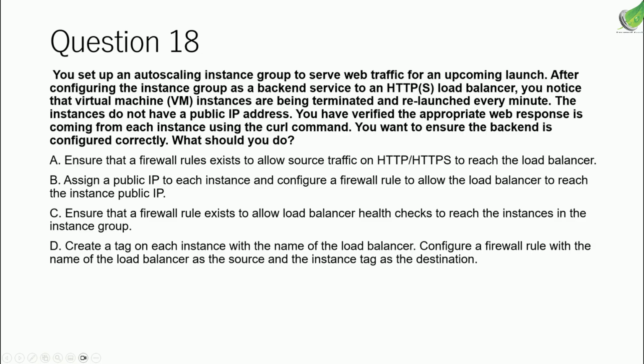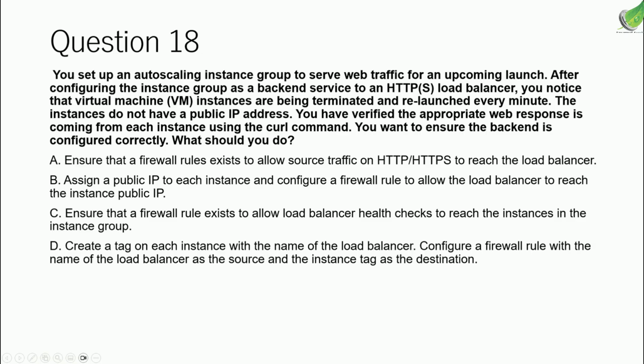So, the real question is, why are the health checks failing even though we know the web application on each instance is working? The most likely culprit is a firewall rule blocking the connection. With that in mind, let's analyze the options. Option A is incorrect. You don't create firewall rules to allow traffic to the load balancer itself. Its IP is already public on the internet. Firewall rules are for controlling traffic from the load balancer to your backend instances.